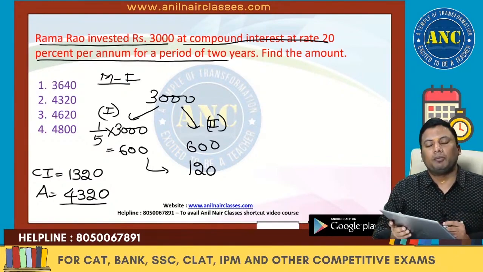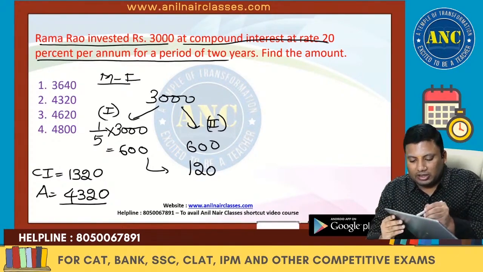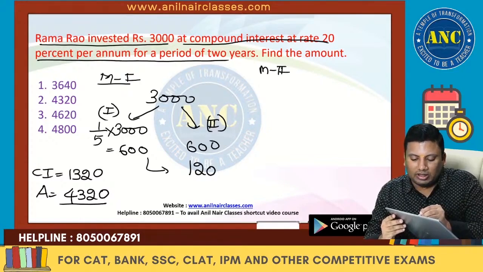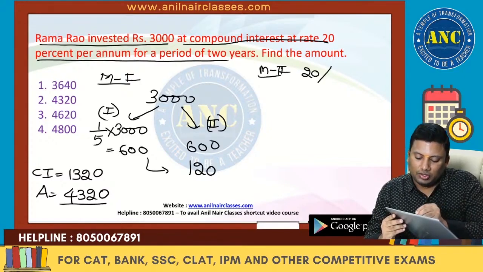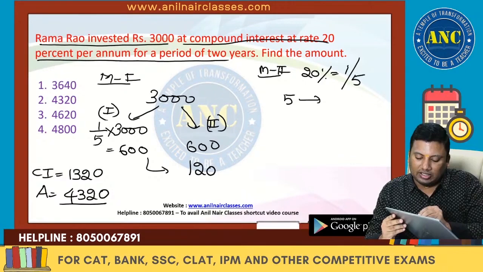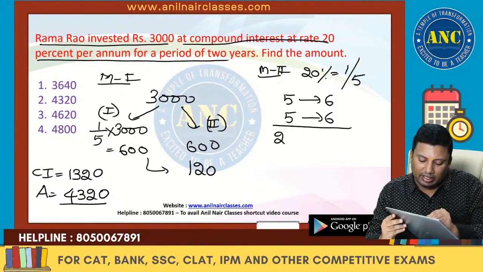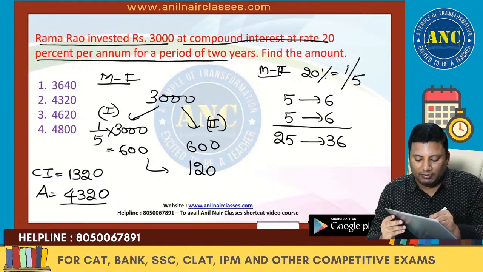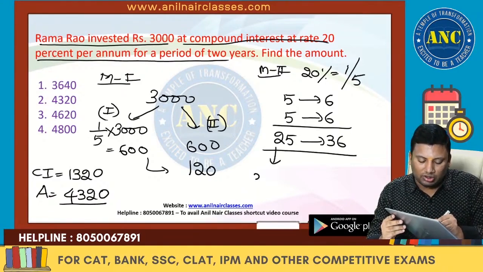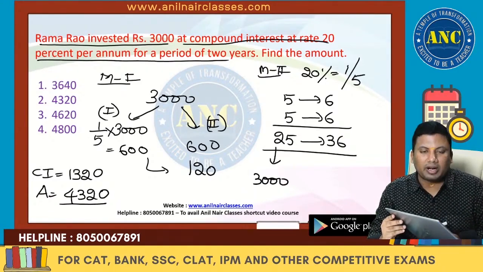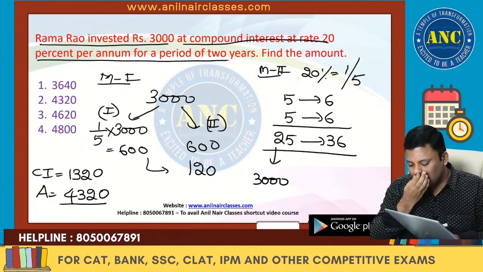Tree method. Method number 1, tree method. Method number 2, change method. 20 percentage is 1 by 5. 5 1 increase 6. These is nothing but 25 became 36. But I want 3000. Now see here, sir.